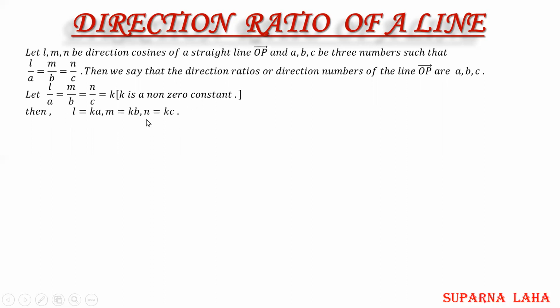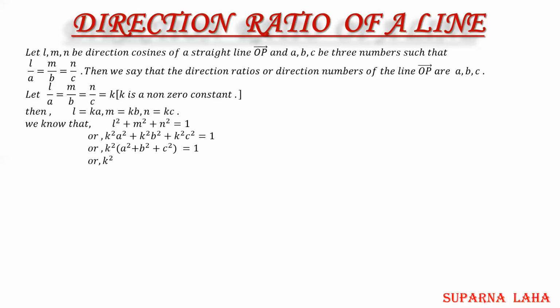And we have the relation l square plus m square plus n square equals 1. Right? So putting in the values, that is k square into a square plus k square into b square plus k square into c square equals 1. Now let's find the value of k. k equals plus minus root over 1 by a square plus b square plus c square. Now put this value of k into the equations l equals k into a, m equals k into b, and n equals k into c. So you can easily establish the relation between the direction cosines and the direction ratio.